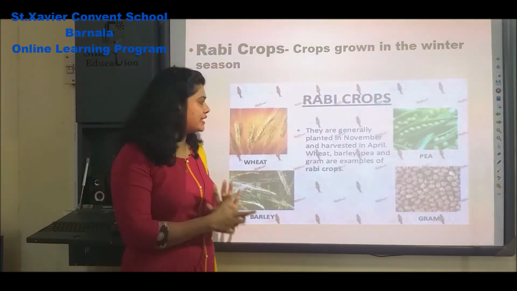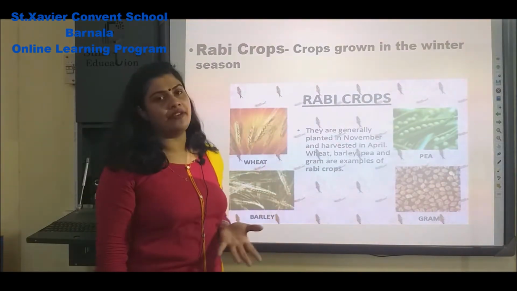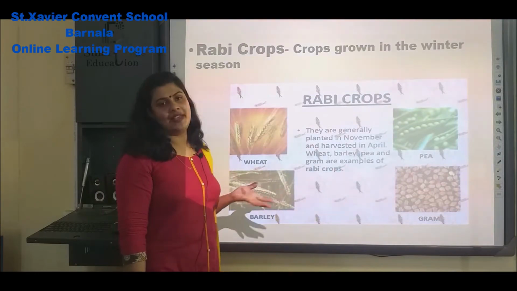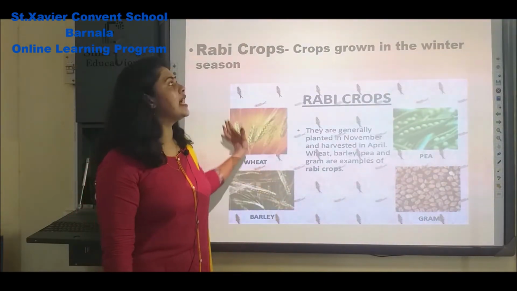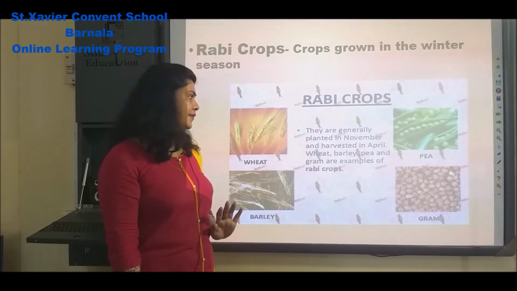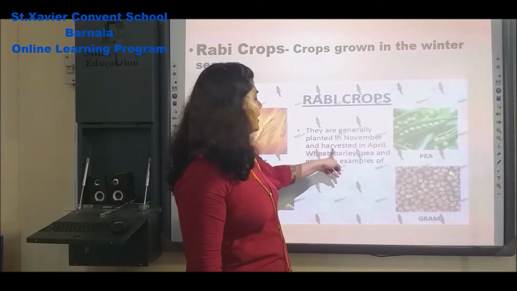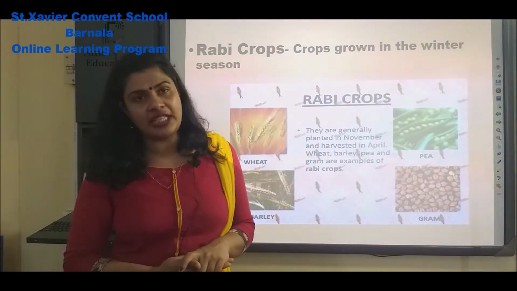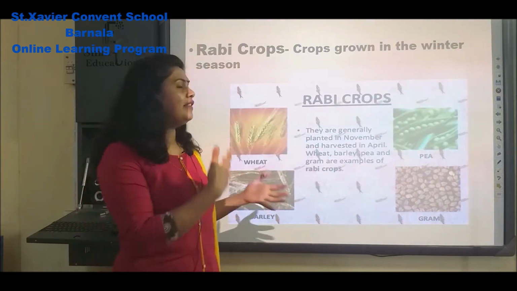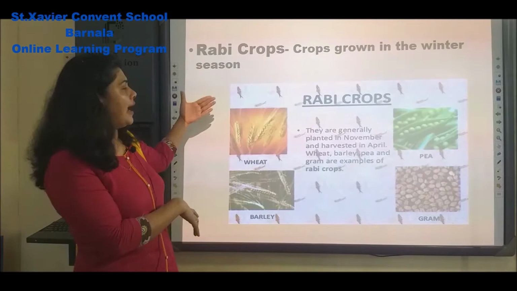The next is rabi crops. Rabi crops means crops grown in the winter season. As you all know, in the winter season what are we cultivating? Wheat, pea, gram, barley, etc. So these are called rabi crops. They are generally planted in the month of November and harvested in April. When we plant wheat in November and harvest it in April, we call these crops rabi crops.